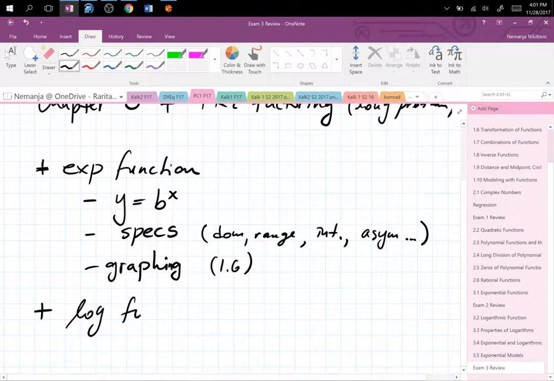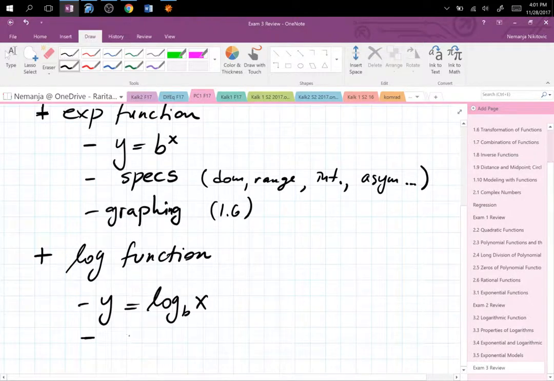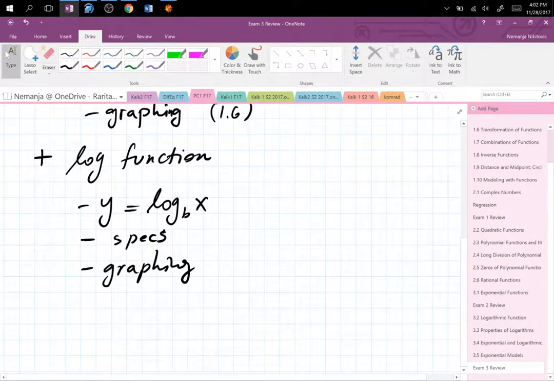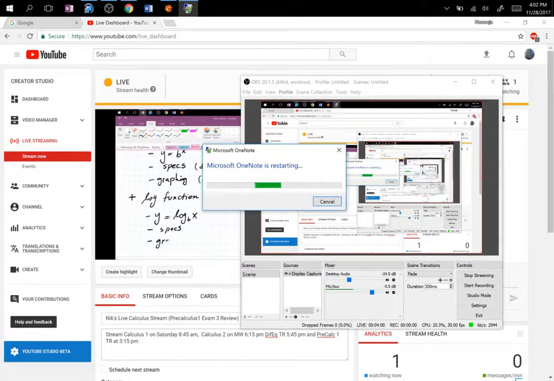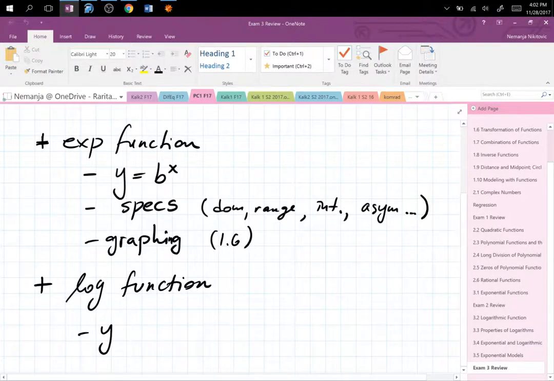And now, log function, same stuff. Y equals log base b of x. Specs. Graphing. Then we have log rules and log properties, log formulas, all of that good stuff.